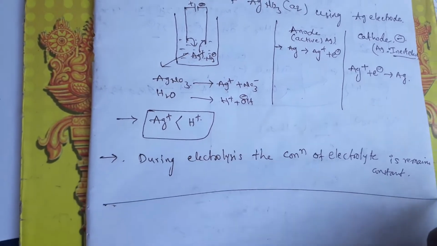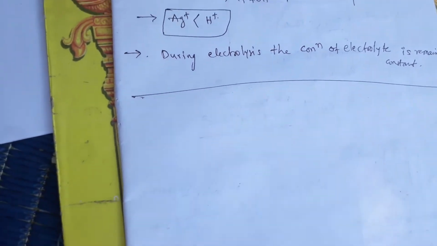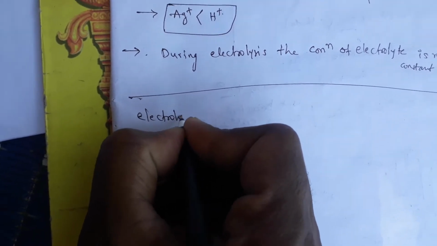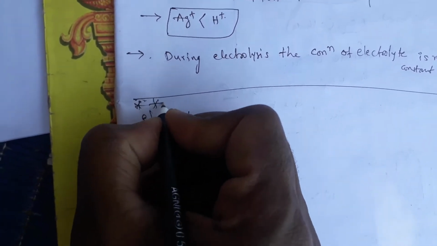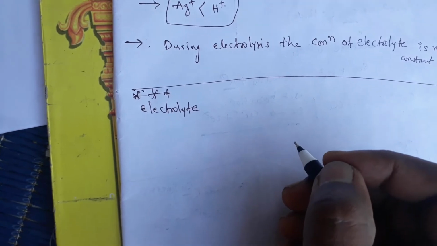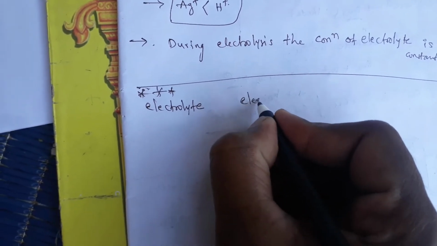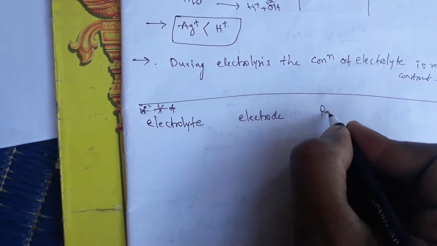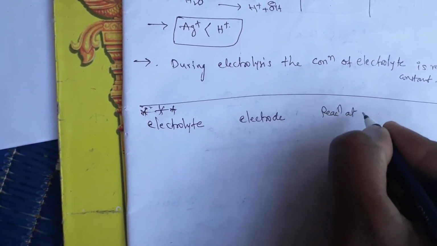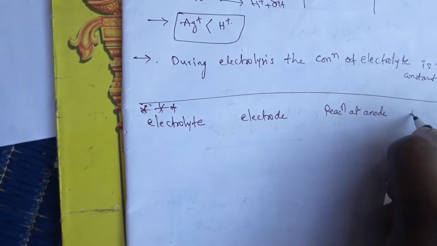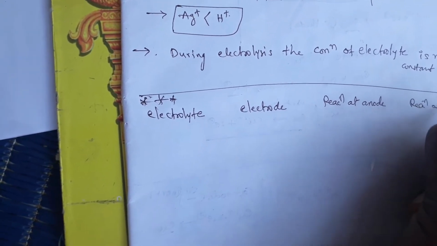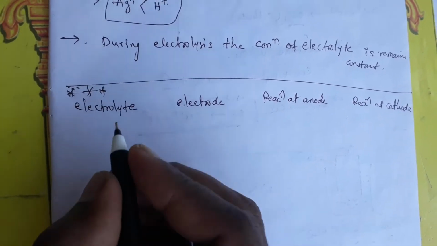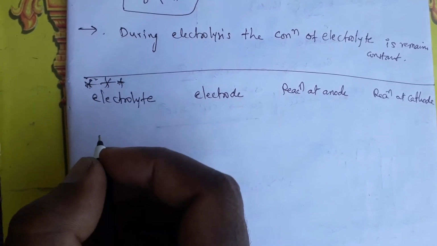So again, you can take some of the electrolytes. Remember this table, definitely you will do well in your competitive examination. So electrolyte, what is the electrode we took, and reaction at anode and reaction at cathode. So what is the electrode and electrolyte solution?